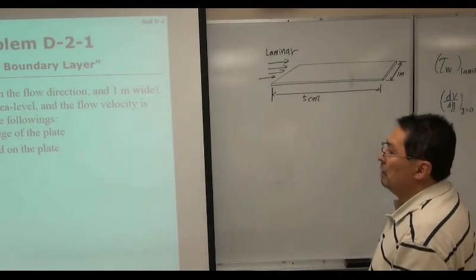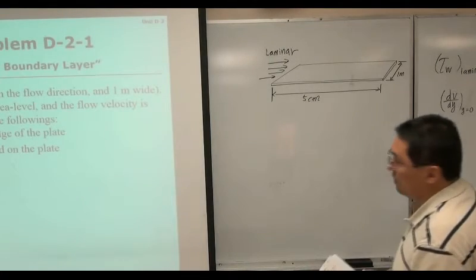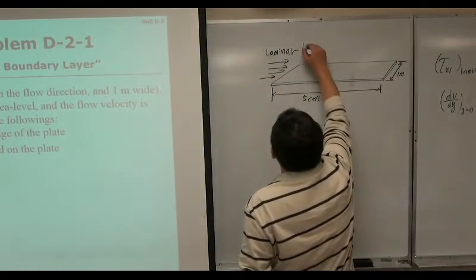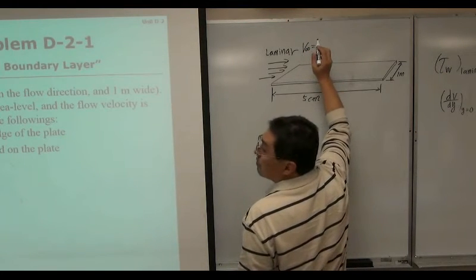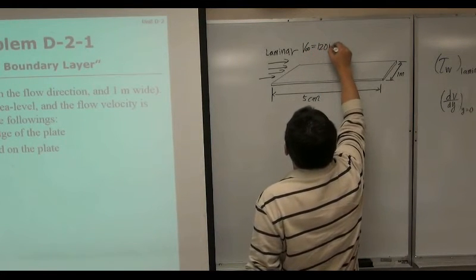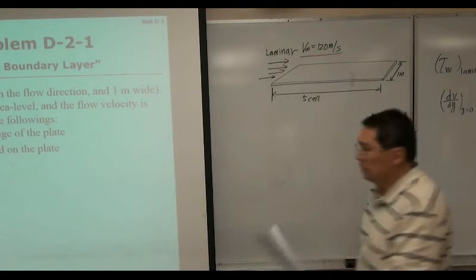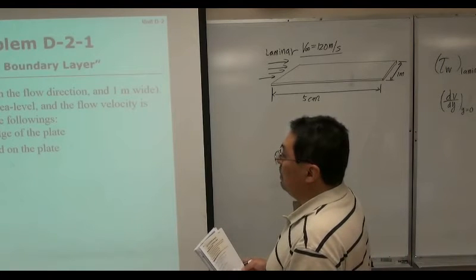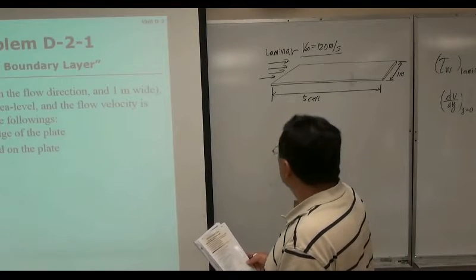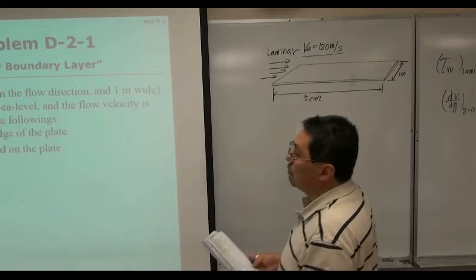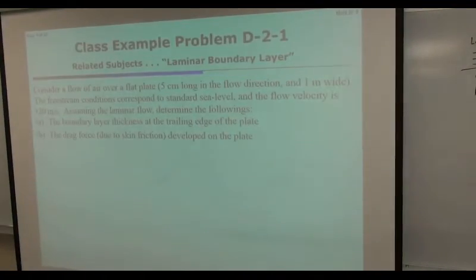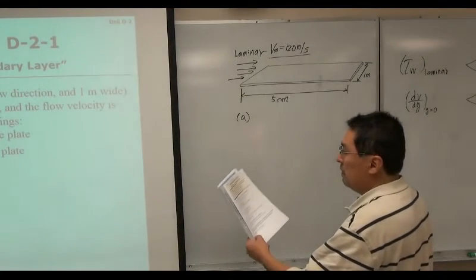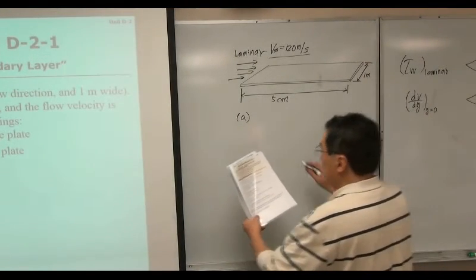The free stream condition corresponds to standard sea level, and the flow velocity V infinity is 120 meters per second. Determine the following. A. Boundary layer thickness delta at the trailing edge of the plate. B. The drag force due to skin friction developed on the plate. So let's begin with A, the boundary layer thickness delta at the trailing edge.